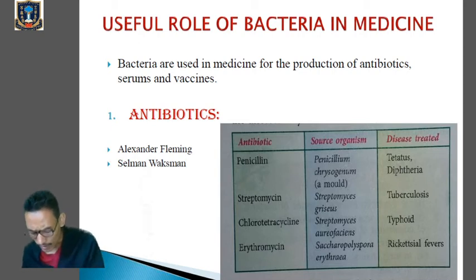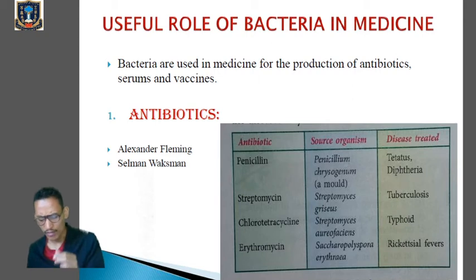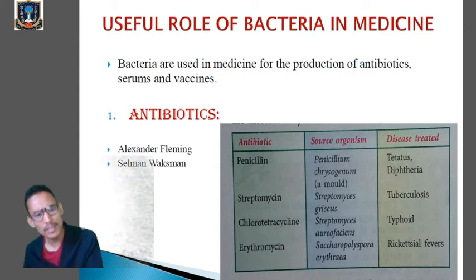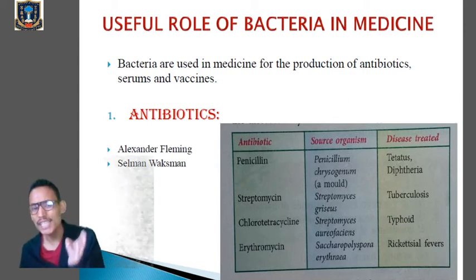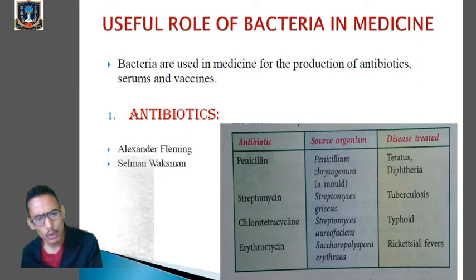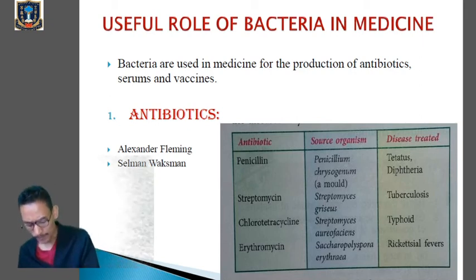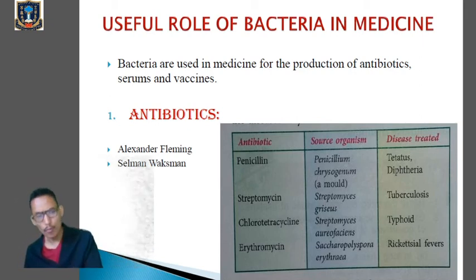growth of bacteria. And he found out that this mold used to produce a substance, and that substance was suppressing the growth of the bacteria. And later on, he named this substance, which was produced by Penicillium chrysogenum, penicillin. So penicillin is the substance produced by Penicillium chrysogenum, which was stopping the growth of bacteria. So penicillin is the product of a mold fungus.